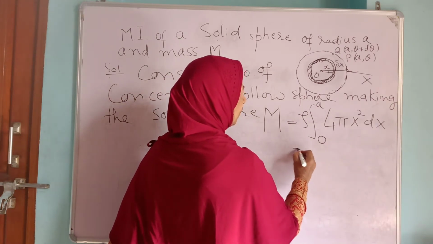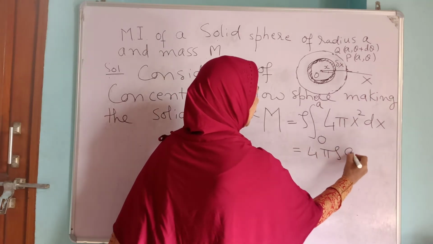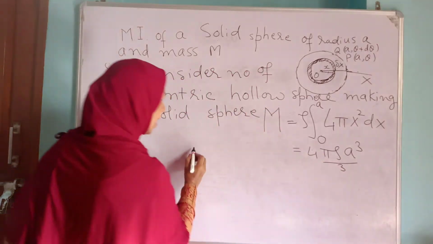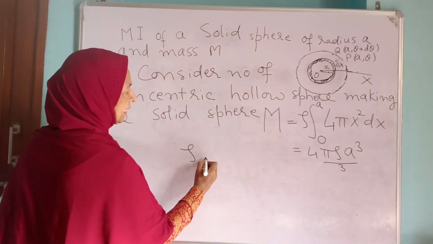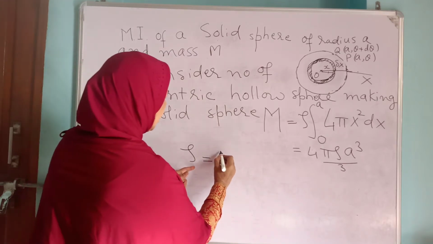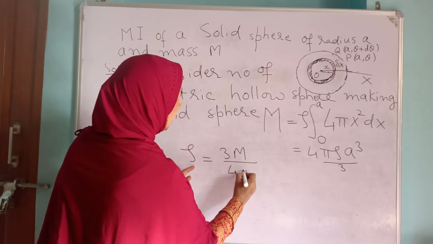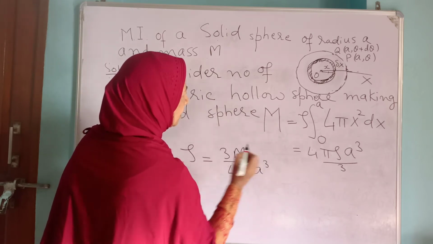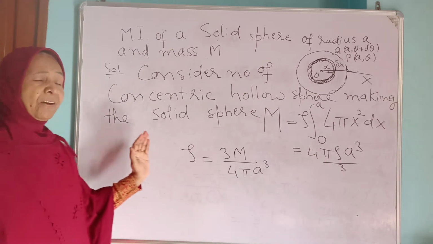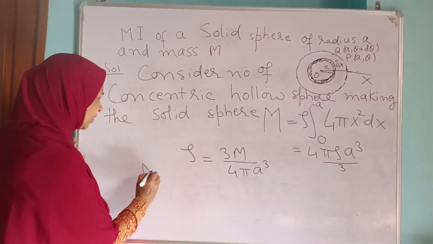So it will give you 4 pi rho a cube divided by 3. So ultimately you are getting the density as 3M by 4 pi a cube. Isn't it? Now, after finding out the density, you try to find out the moment of inertia.